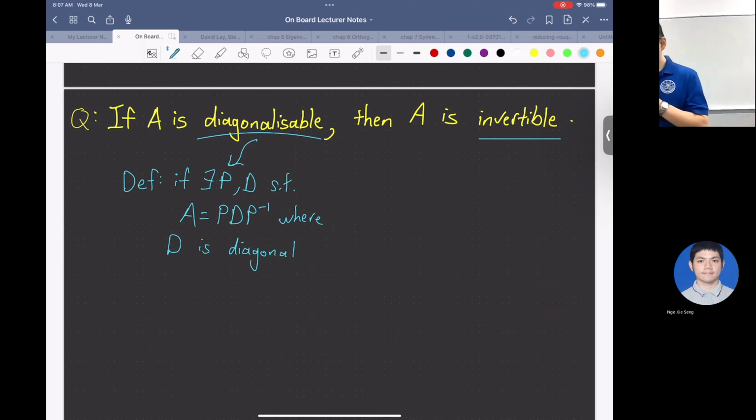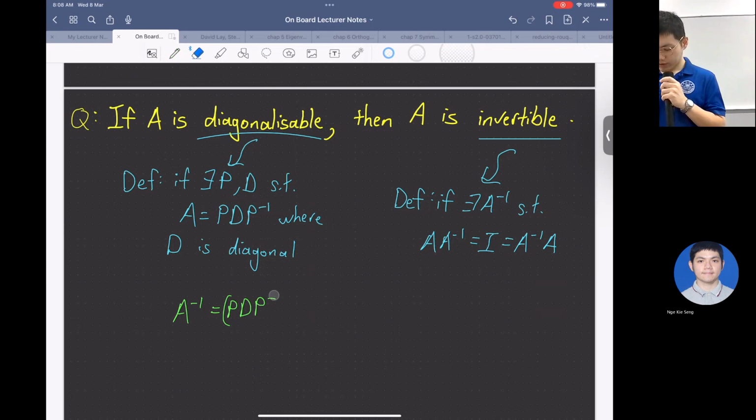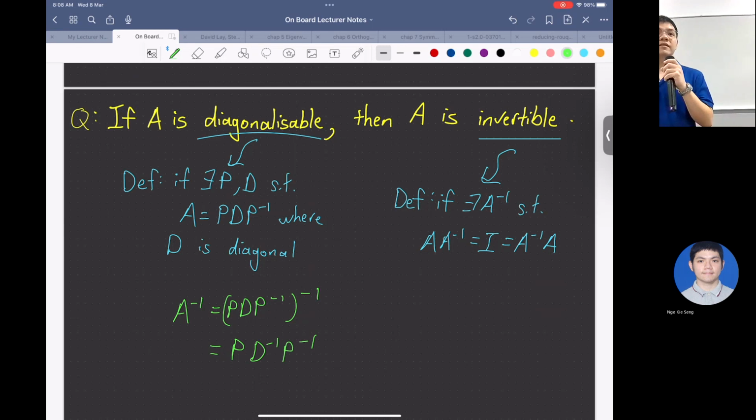And what is A is invertible? That is if there is an A inverse such that A times A inverse equals the identity, or the other way around. So you have PDP inverse. How do you get A inverse? My first guess is I can take the inverse of PDP inverse, because we assume that we can write A as PDP inverse. This is what I had in my first mind. And then I get P, D inverse, P inverse, right? So my first thought is, okay, it is invertible.